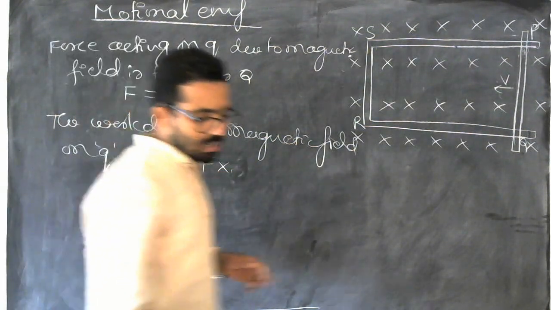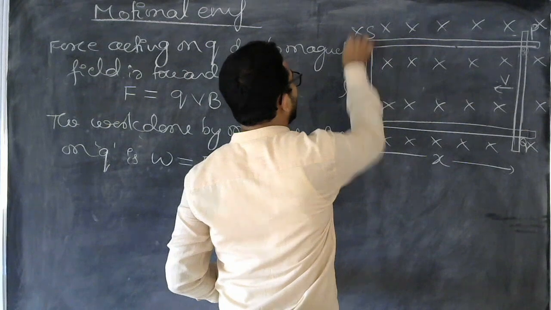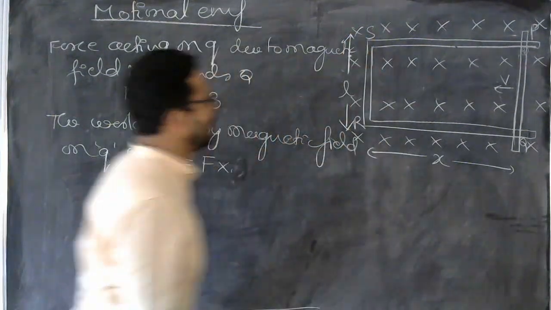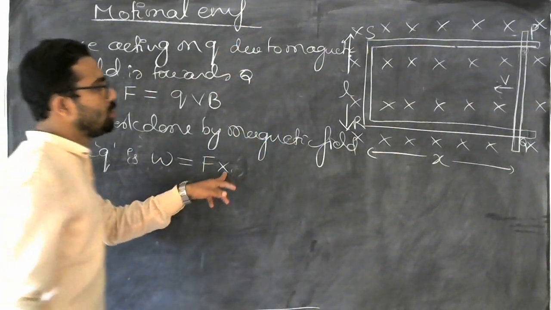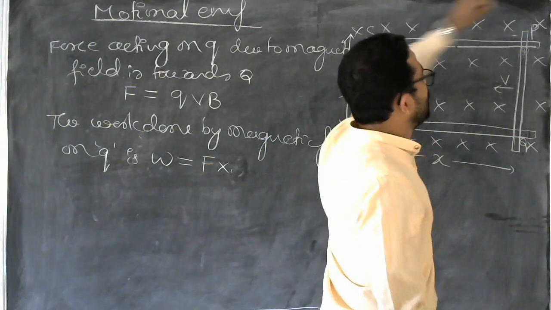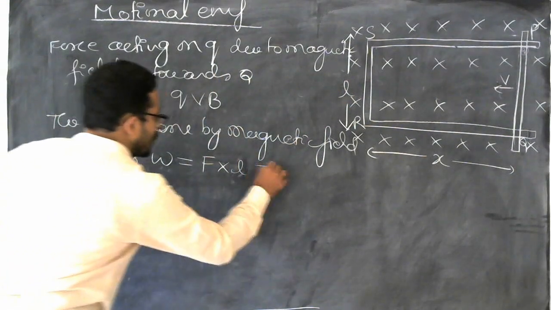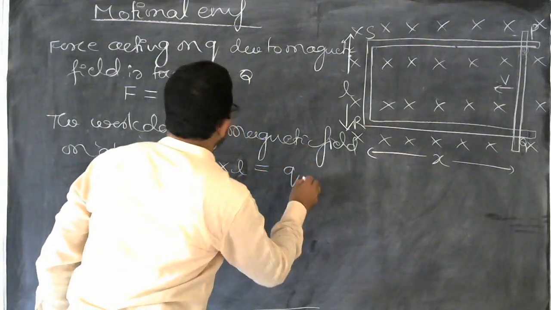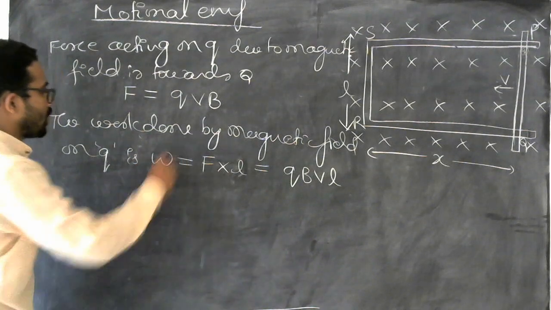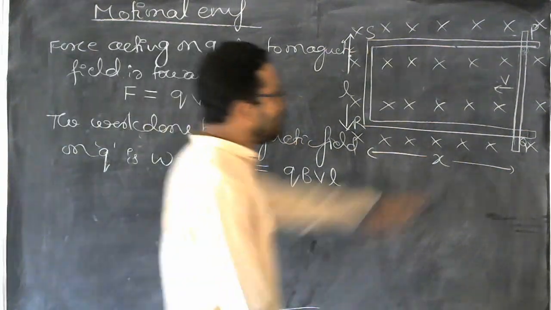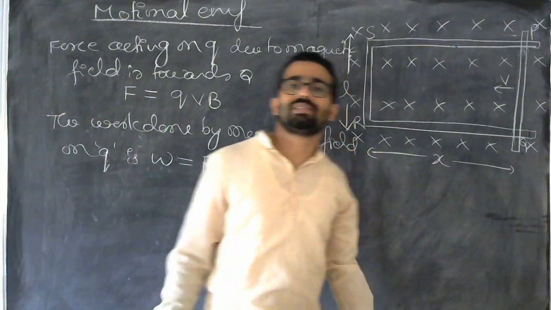Before that, here we have written L as this side. So force into length: what is the distance that the charge will move? That is L, from P to Q. So W = F × L. We know the formula for F, that is qvB, so W = qvBL. Now we got the equation for work done. If there is work done to move a charge from one point to another, that will be stored as energy.